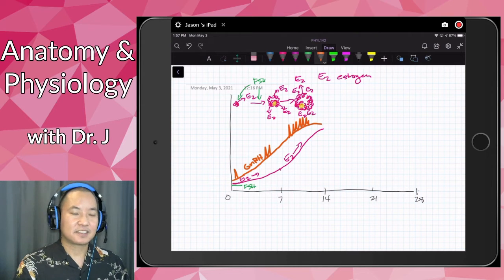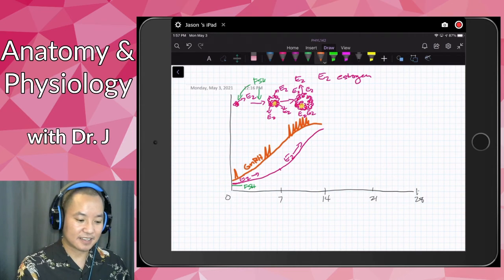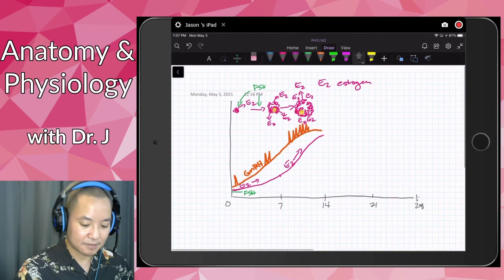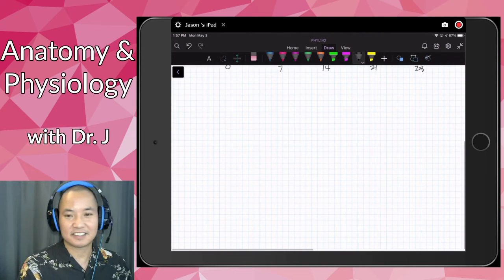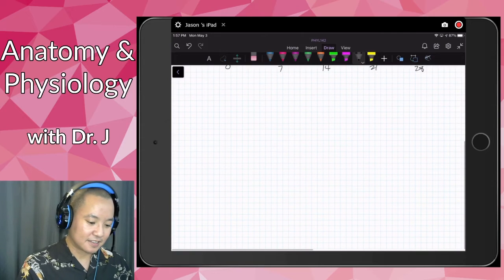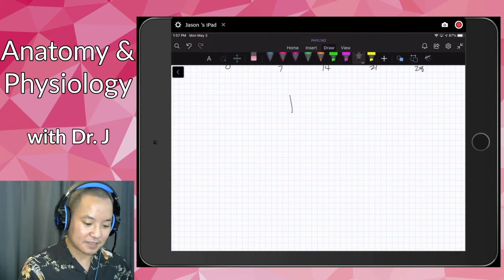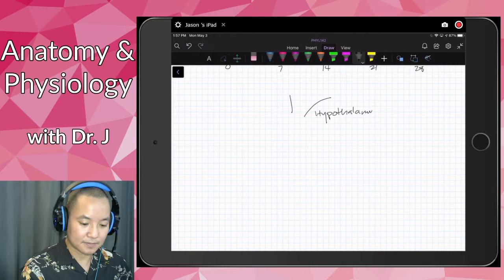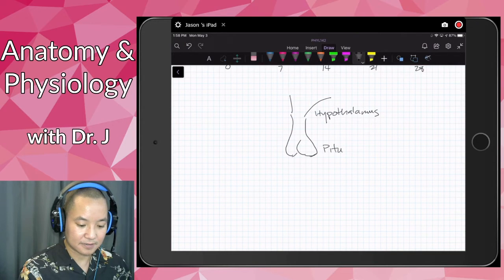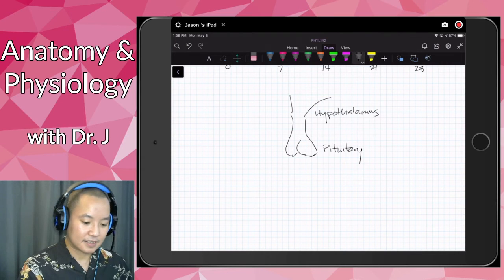So what we have to do is think about that hypothalamic pituitary axis. And if you remember our hypothalamic pituitary axis, and you can get another piece of paper, you have the hypothalamus. And then you have your little pituitary over here. So those are the lobes. Again, this is not the testes. And the hypothalamus is going to release GnRH.